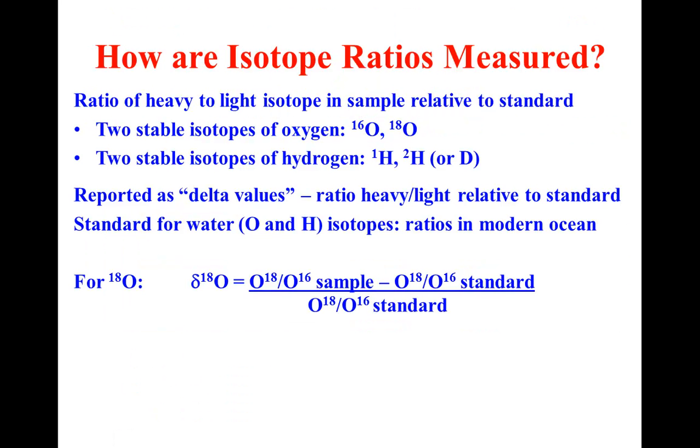So to obtain information on past temperature changes from ice cores, we're going to be measuring ratios of hydrogen or oxygen isotopes. In other words, we're going to be measuring the ratios of hydrogen and oxygen atoms with different masses. Again, isotopes are atoms of the same element, but have different masses because they have different numbers of neutrons.